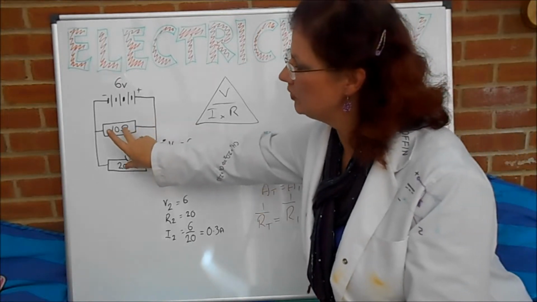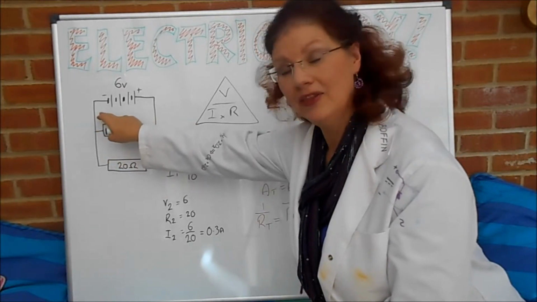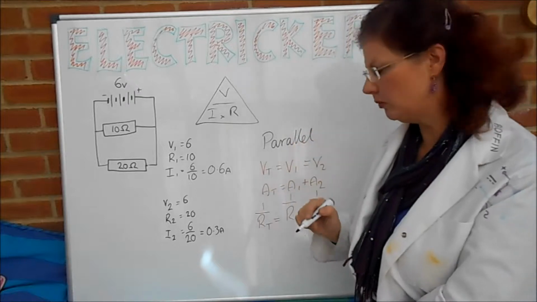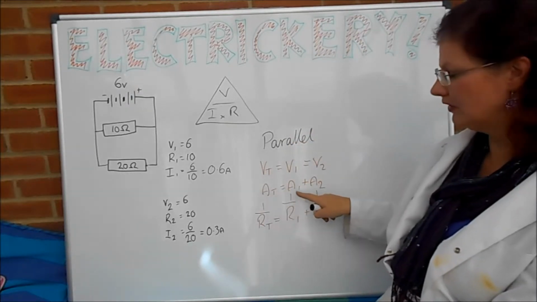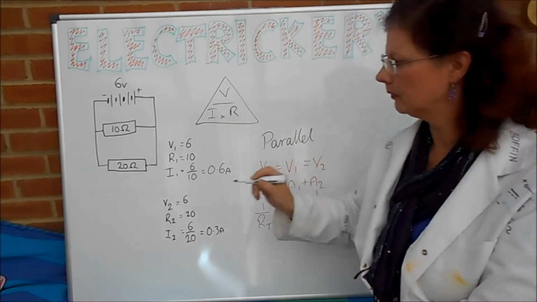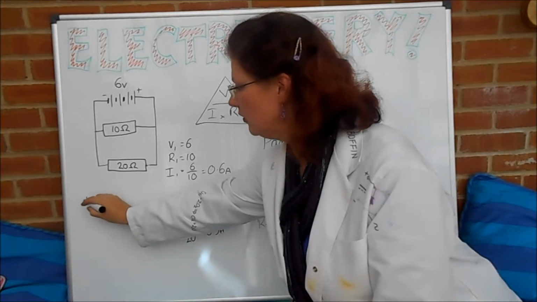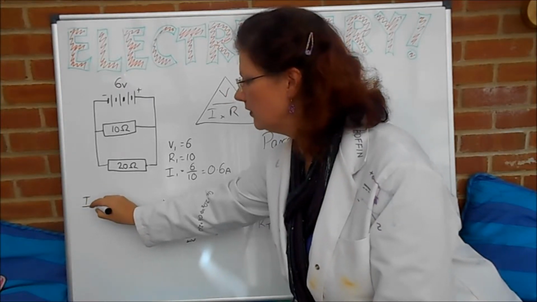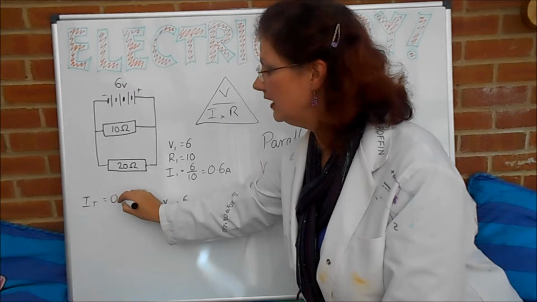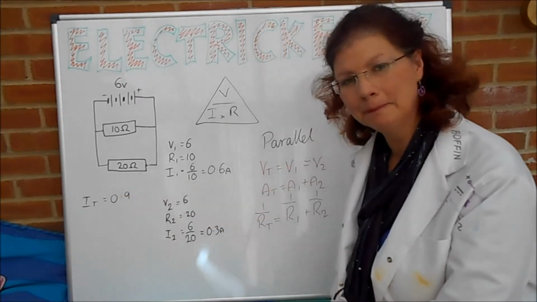If you imagine two tributaries of a river, when they join together, the current up there will be 0.9 because the currents add up. So that means that the total current, I total, is 0.9.